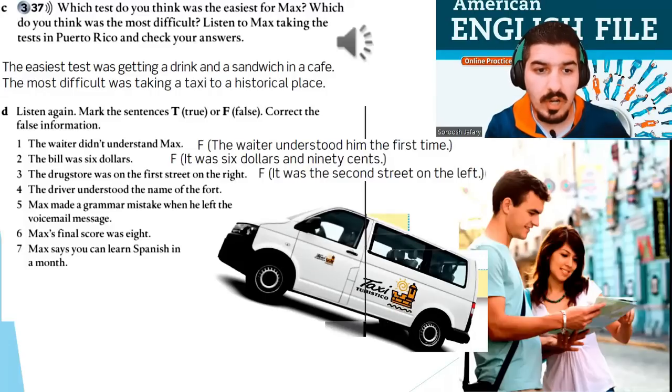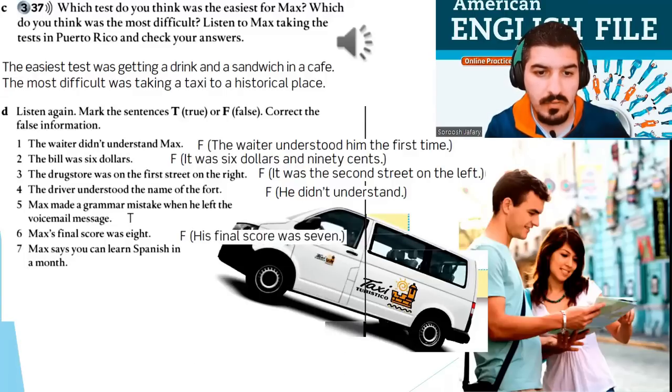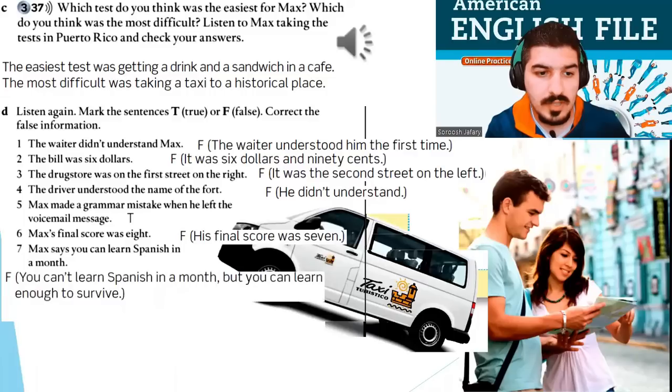Number 4, the driver understood the name of the fort. False, he didn't understand. Number 5, Max made a grammar mistake when he left the voicemail message. True. Number 6, Max's final score was 8. False, his final score was 7. And the last one, Max says you can learn Spanish in a month. False, you can't learn Spanish in a month, but you can learn enough to survive.